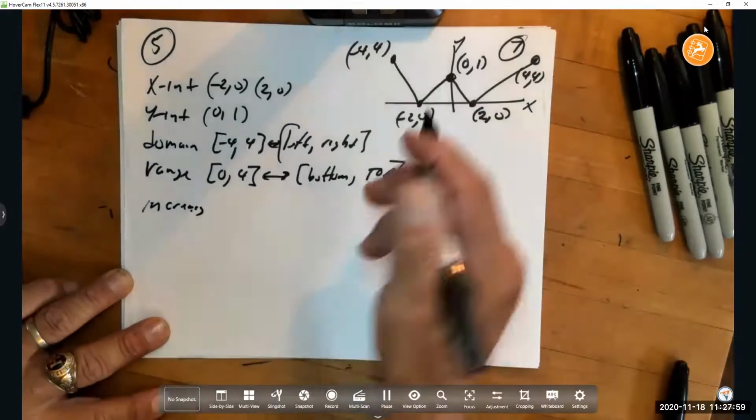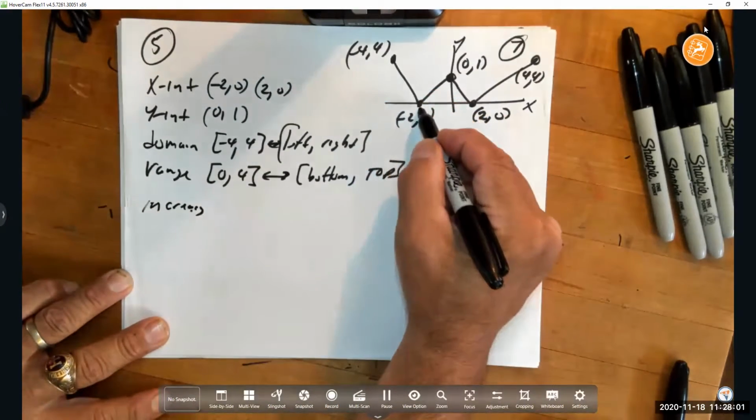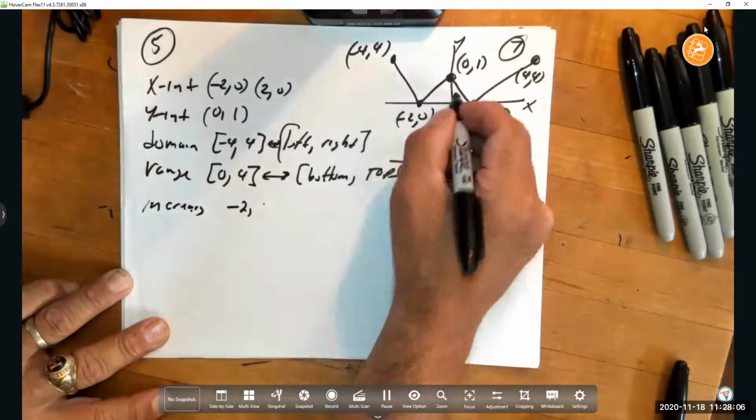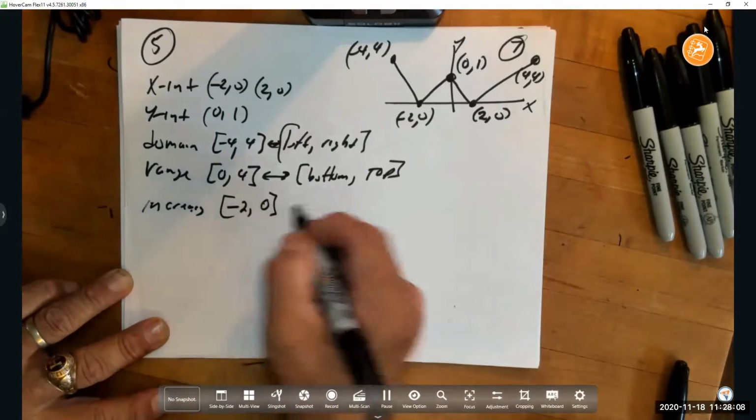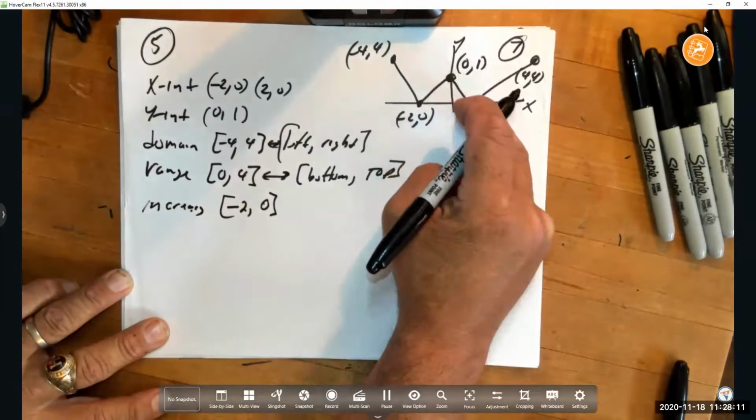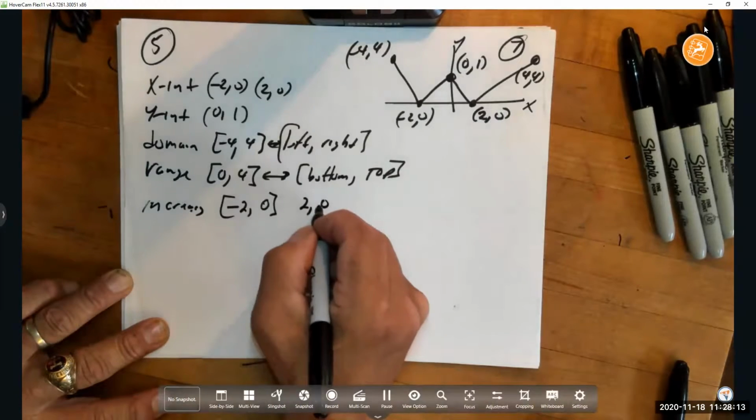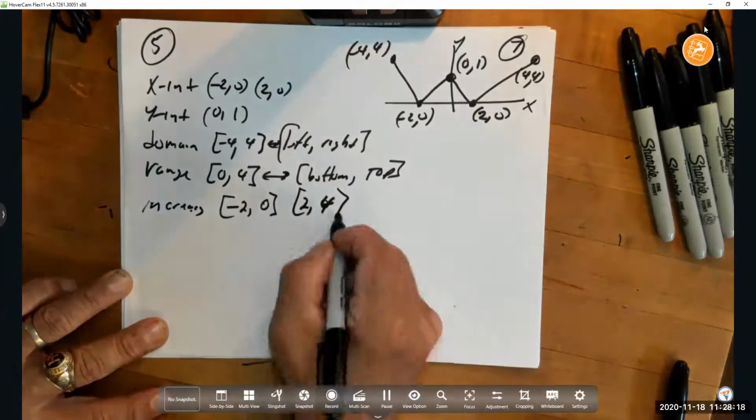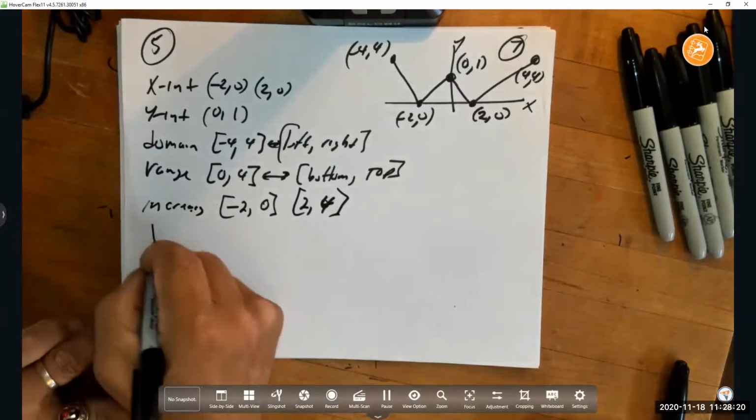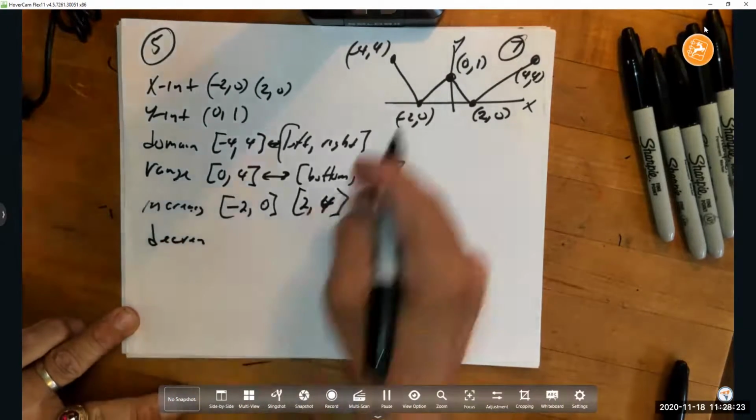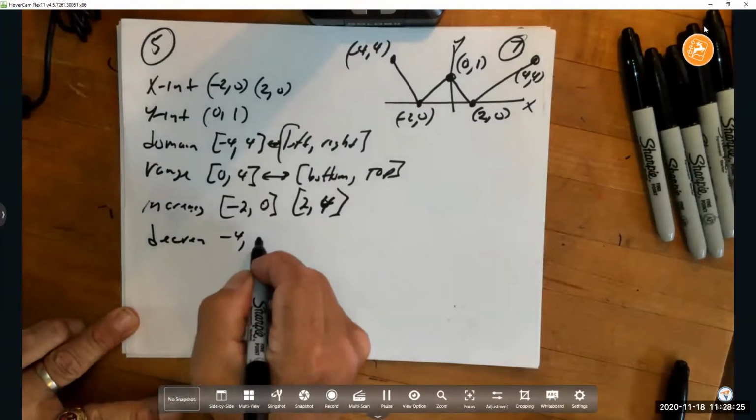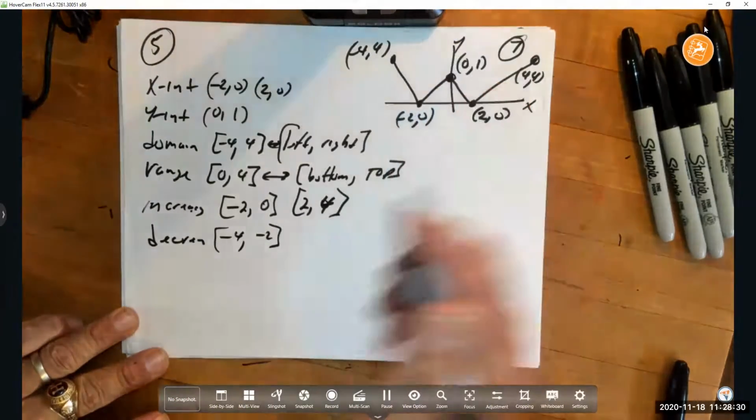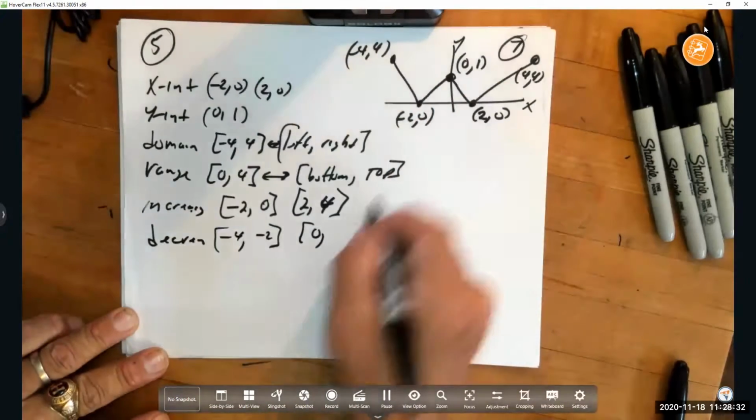Increasing. It's going down, then from here it's going up. So from negative 2 to 0, it's going up. Then up, then down, then up again from 2 to 0. No, 2 to 4. There you go. 2 to 4, so it's increasing right there. Decreasing. Going down here from negative 4 to negative 2, and then up, then down again from 0 to 2.